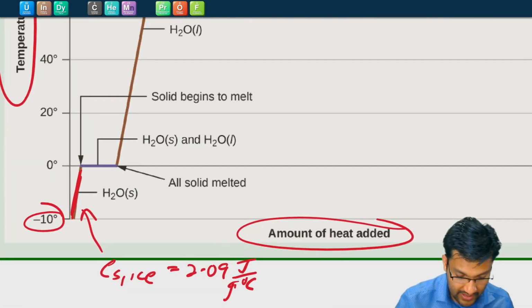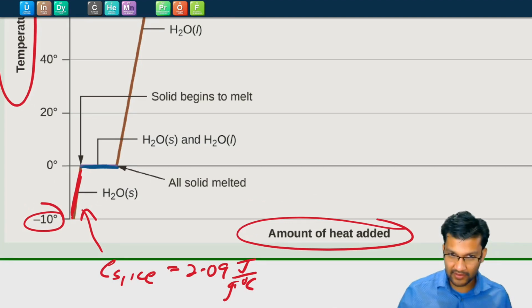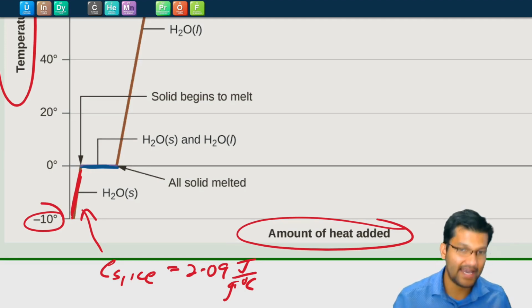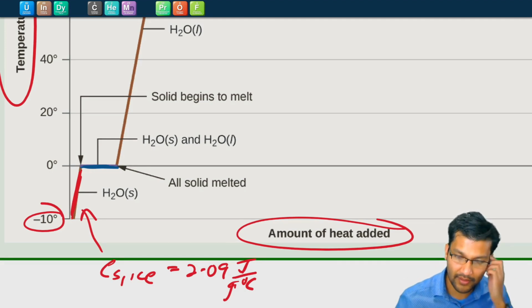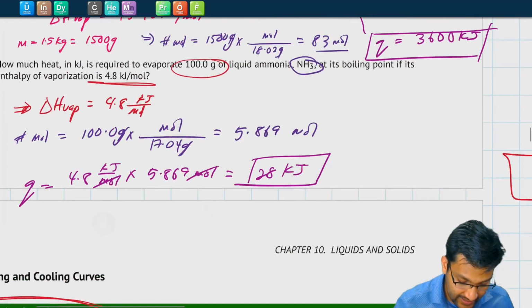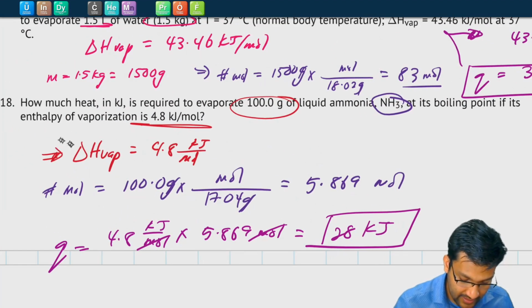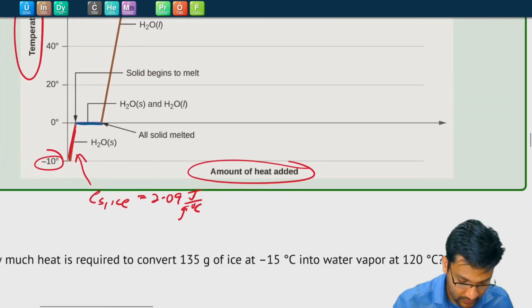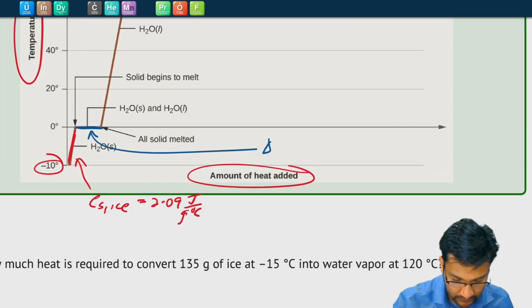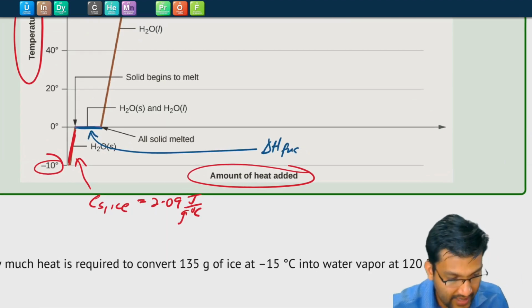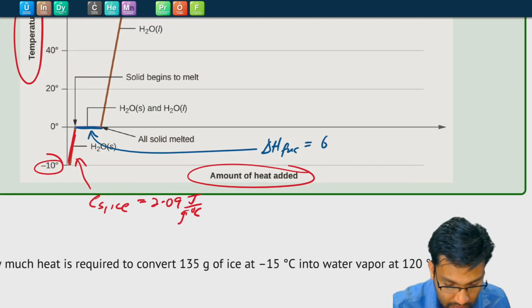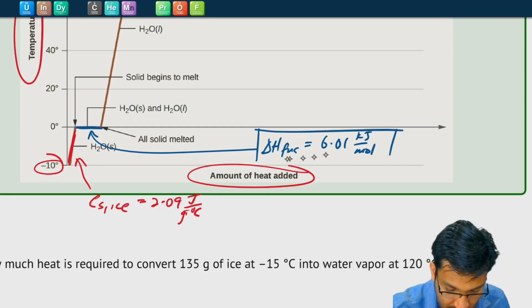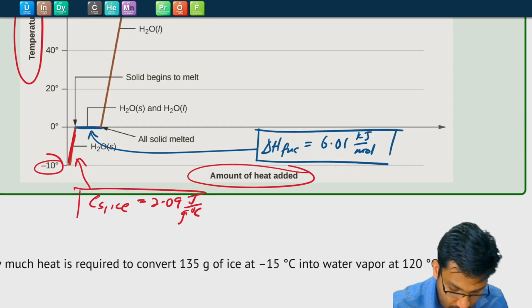Then, if this is at atmospheric pressure, you'll hit 0 degrees Celsius, where you'll add heat to the system, but the temperature doesn't change because that heat goes to melting the ice, right? And so that heat comes from equations like this. In fact, melting the ice will be the enthalpy of fusion, right? And the enthalpy of fusion is 6.01 kilojoules per mole. Let's put all of these in nice little square brackets so we remember what we need to use.